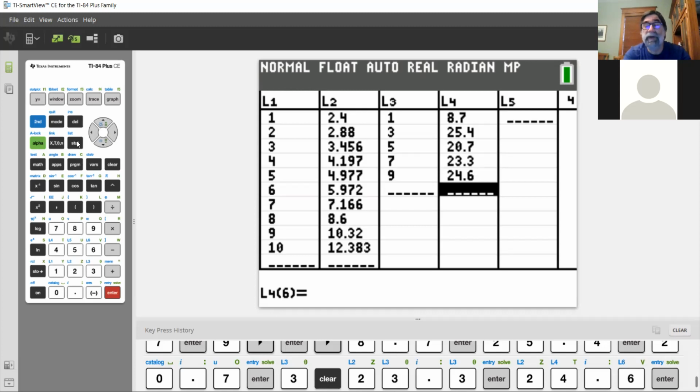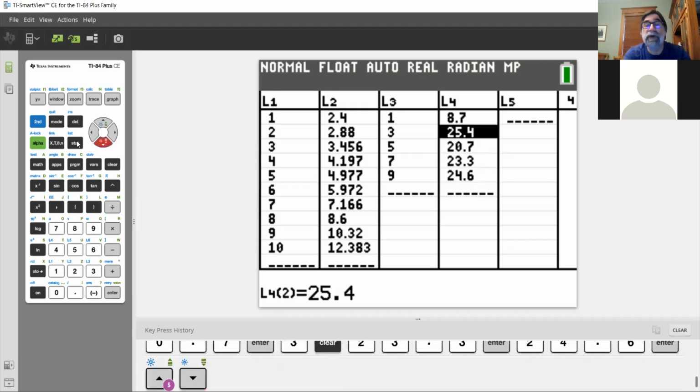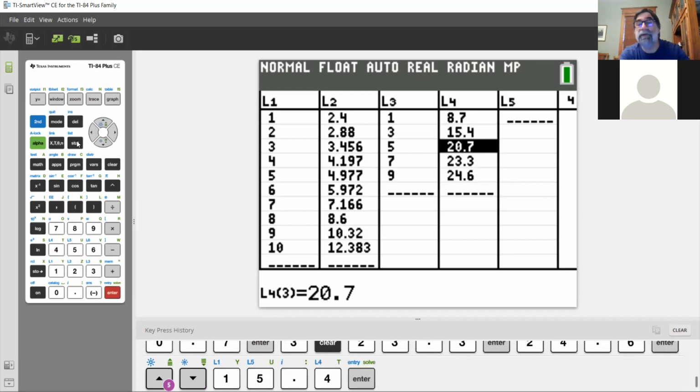So here's one where the data is increasing. Oops, that one I typed in wrong. That should be 15.4, sorry. It's going up quickly in the beginning, but once you get past 20.7, it's going up at a much slower pace. So that's an example in which a logistic model might work a little bit better.